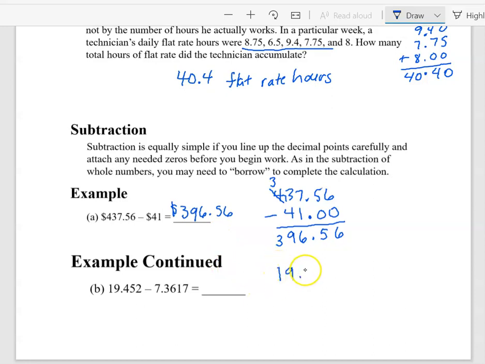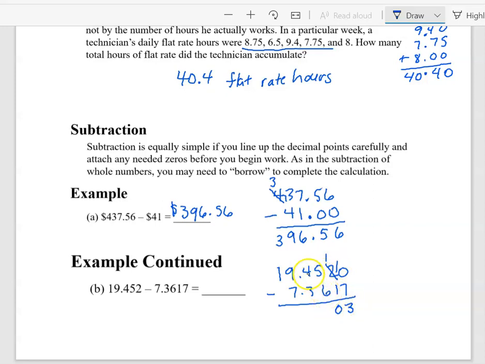So if we do 19 and 452 thousandths, and we subtract 7 and 3,617 ten thousandths, you're going to need to put a 0 there to hold that place. So when we subtract, we can't do 0 minus 7. We're going to need to borrow from this 2 and make this a 10. 10 minus 7 is 3. We're not going to get anything here because 1 minus 1 is 0.